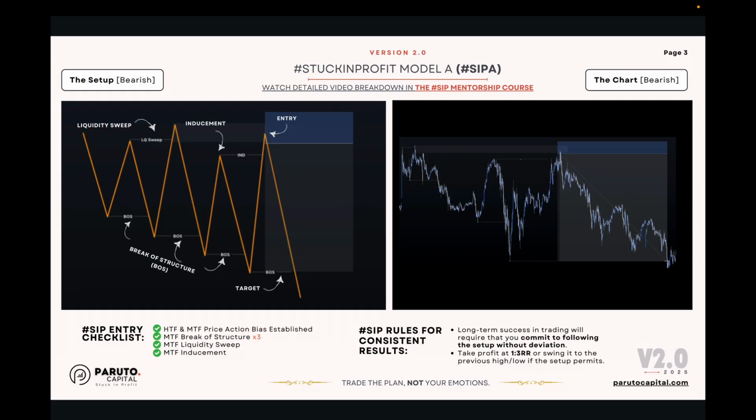For the bearish price action it's the same thing. You have liquidity sweep, break of structure 3 times, inducement, entry, and then sell. You look at the chart here on the right hand, you have the same thing: liquidity sweep, break of structure, inducement, price returns, taps into this, and then sells off. The same thing, literally, that's what you're looking for. Okay, so ladies and gentlemen, this is model A, as simple as that.